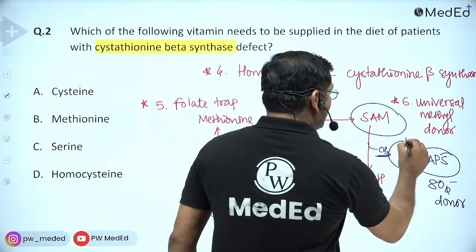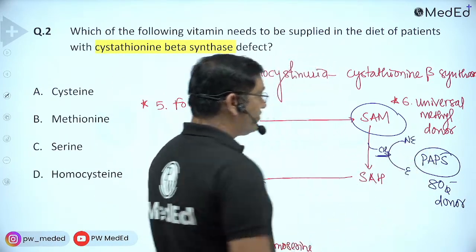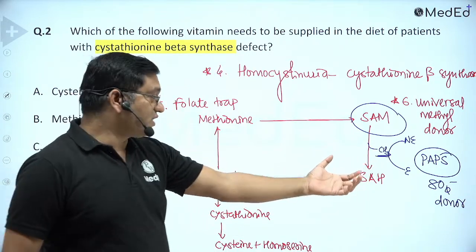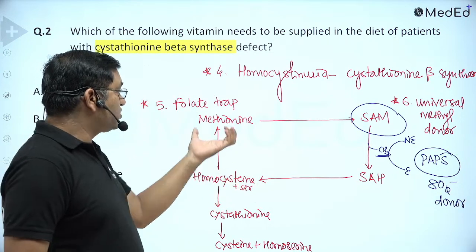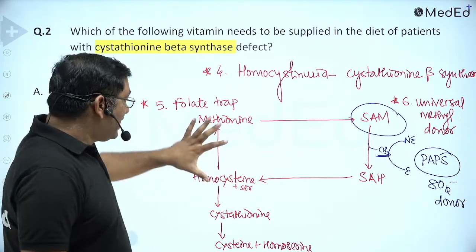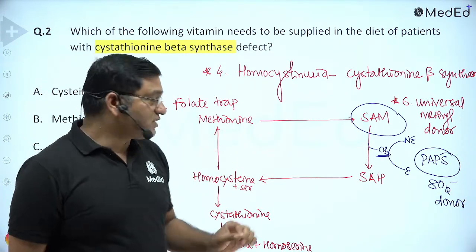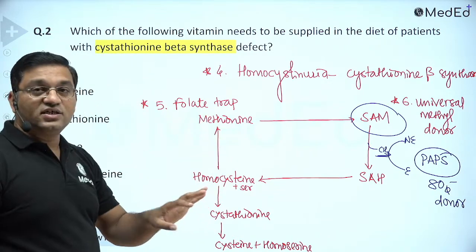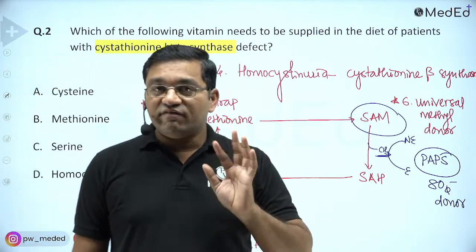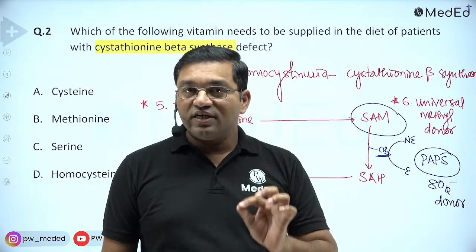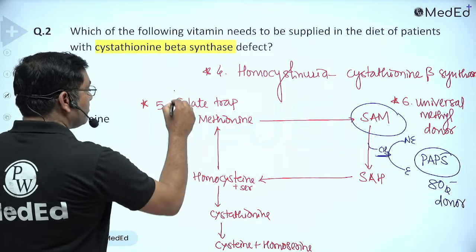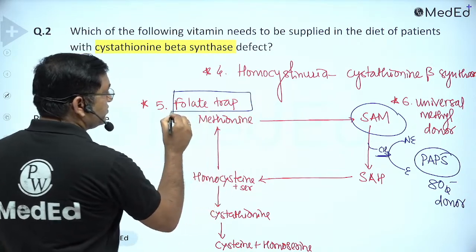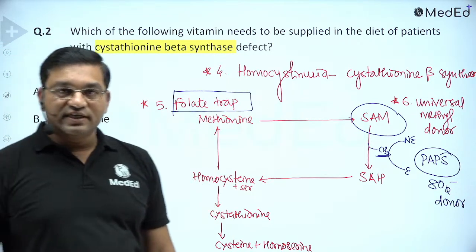Suppose norepinephrine is converted into epinephrine. So this is a transmethylation reaction. Then S-adenosyl homocysteine is converted into homocysteine. Homocysteine is converted into methionine. And this is a very, very important reaction because this reaction is connected with vitamin B12 and folic acid. It is connected with vitamin B12 and folic acid and it is known as folate trap.